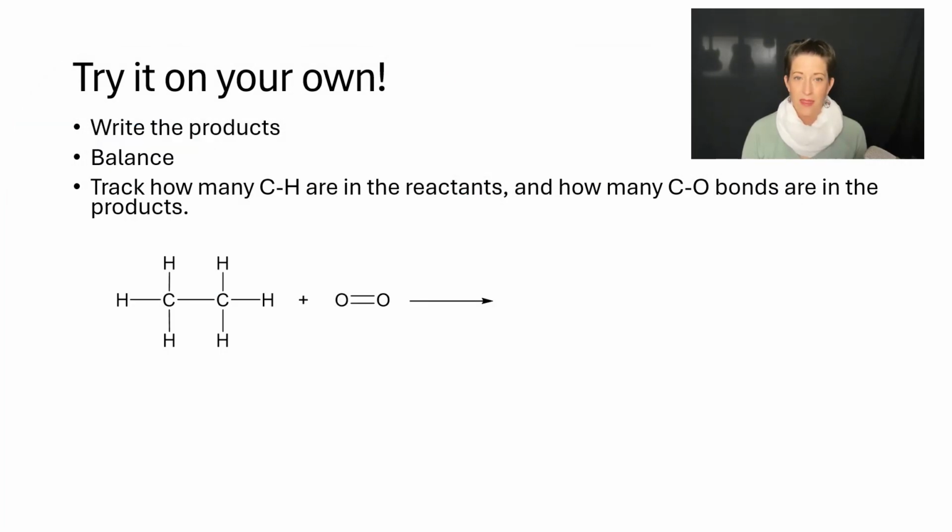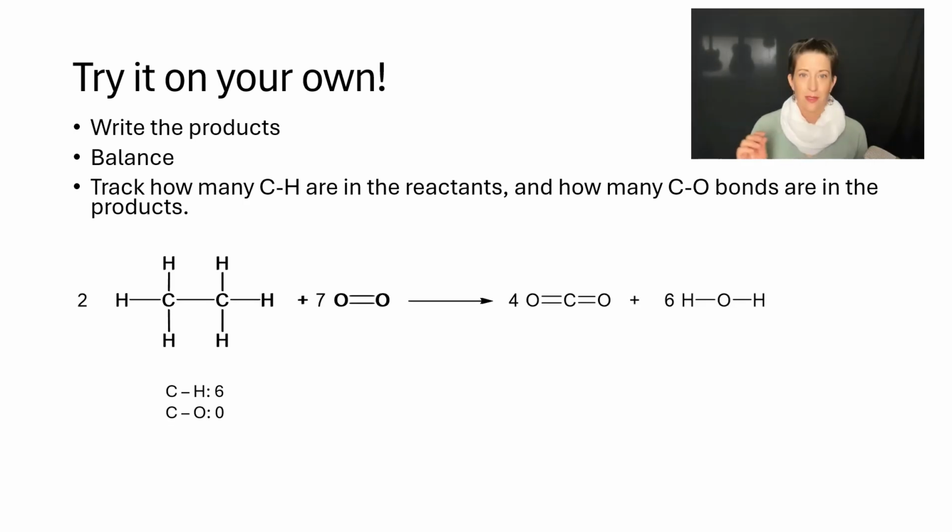Here we have ethane and we have oxygen. We know that it's going to make carbon dioxide and water. Hopefully what you got was 2 ethane, 7 oxygen, 4 carbon dioxide, and 6 water. If you did not get that, go back and see if you can work backwards to see where you may have incorrectly balanced these compounds.